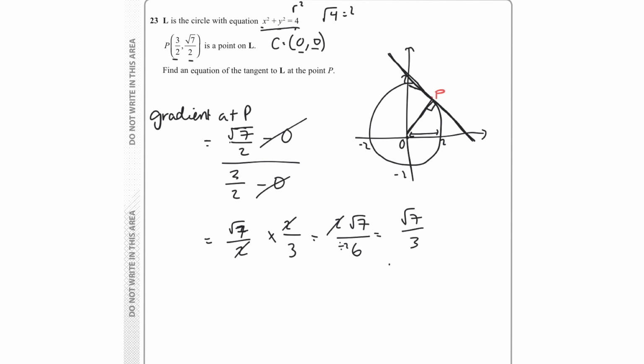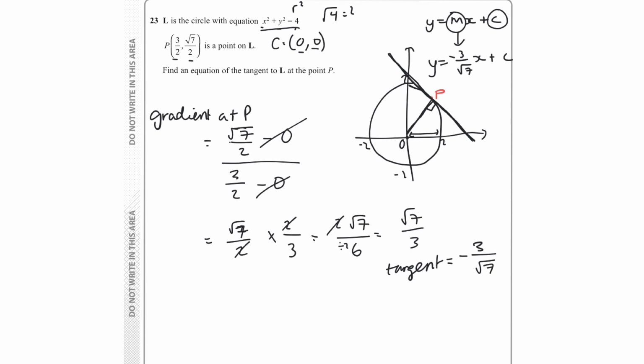For the tangent now, negative reciprocal means we're going to flip it. So that would be 3 over root 7, and you stick a negative in front. So now we've got the gradient for the tangent. Remember, tangent is a straight line, right? And we know the equation for a straight line is y equals mx plus c. M is our gradient, which is minus 3 over root 7. So now we need to work out the plus c. We don't know what the plus c is.